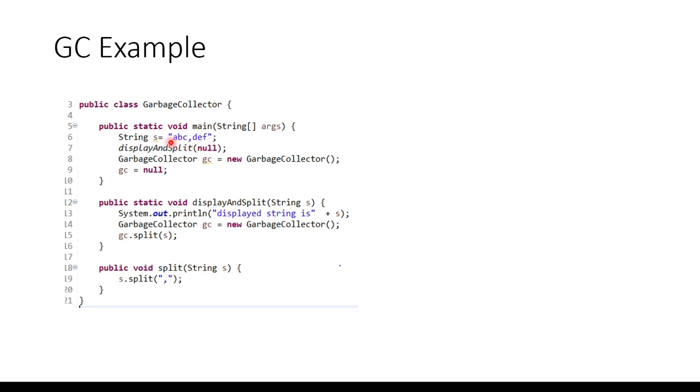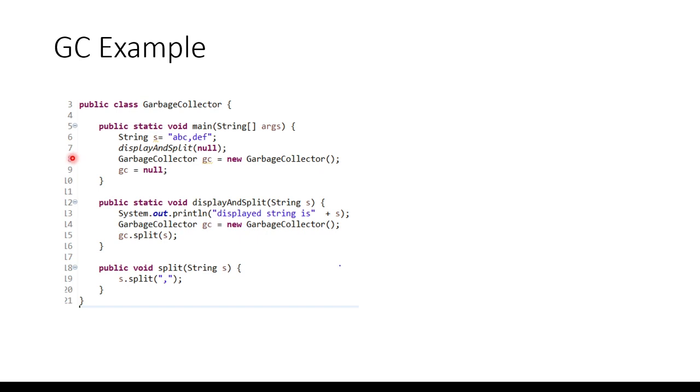Here, instead of null, we need to pass s, and we are creating an object for GarbageCollector, and next we are making GC null. Now what happens when we call this main method? First it initializes the string s and calls the display and split method, which displays the string s in the console and creates the GarbageCollector object. Then it calls the split method, and after completion of the split method, the cursor is at line 8.